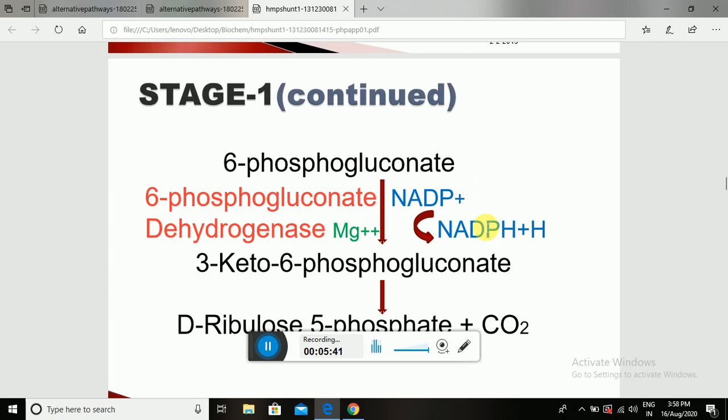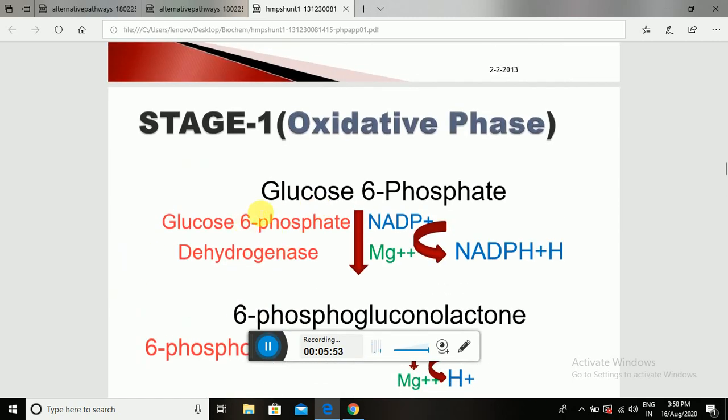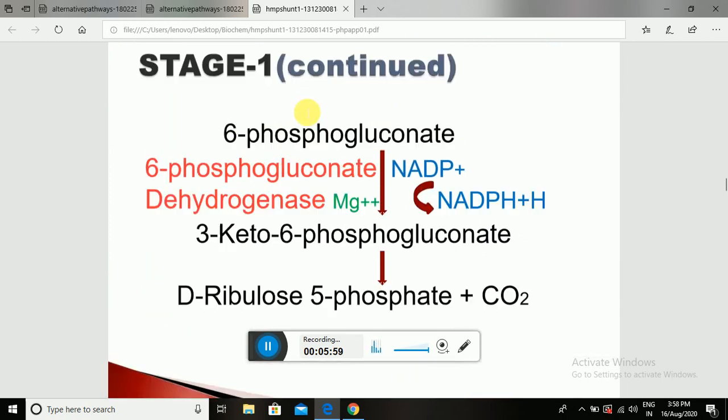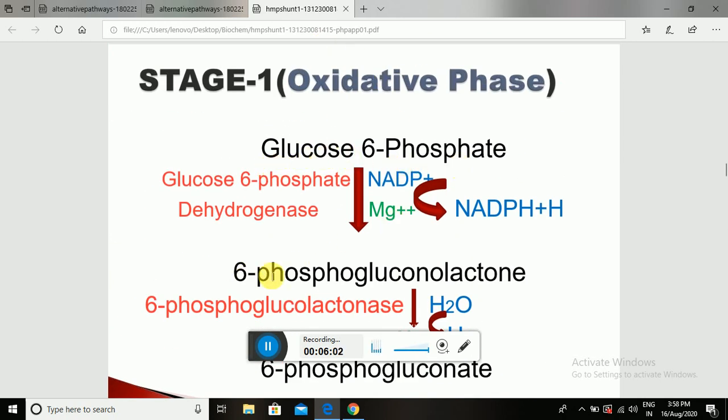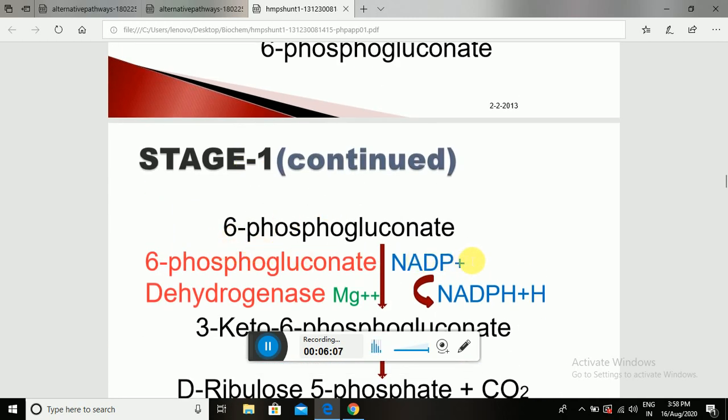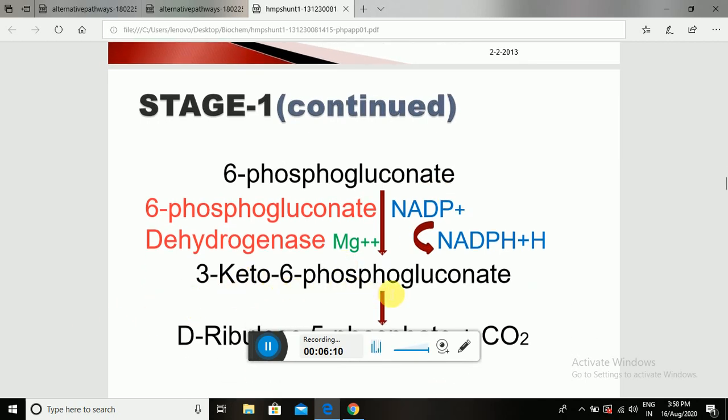As stage 1 continues, 6-phosphogluconate gets converted into 3-keto 6-phosphogluconate with the help of the enzyme 6-phosphogluconate dehydrogenase. In the first step the enzyme is glucose 6-phosphate dehydrogenase, converting glucose 6-phosphate into 6-phosphogluconolactone. In this stage also, NADP gets converted into NADPH, and the cofactor is the same, Mg2+.